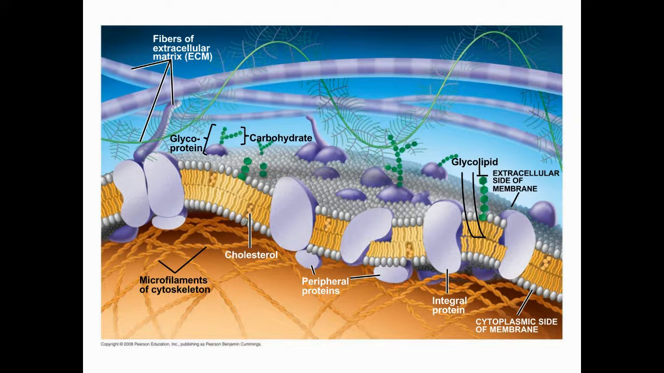So other couple key things here, right? We have our attachment to our cytoskeleton, which attaches to a lot of these integral and peripheral proteins, and attachment to the ECM, the extracellular matrix.